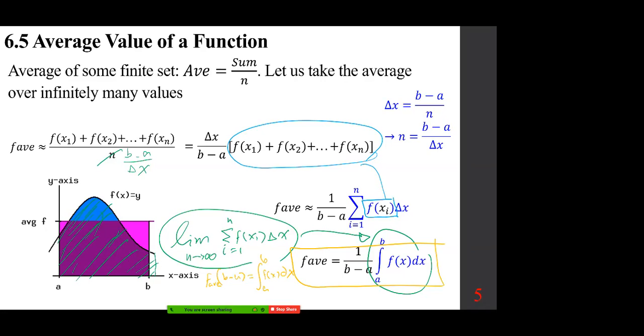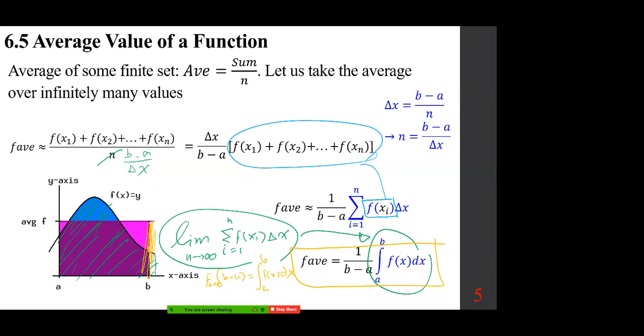What is the integral of f of x dx from a to b? It is the area under the curve. What is the left side? The left side is multiplying two pieces. b minus a is the width of this rectangle. f average is the height of this rectangle. And the average happens sometimes in one place, sometimes in more than one place.